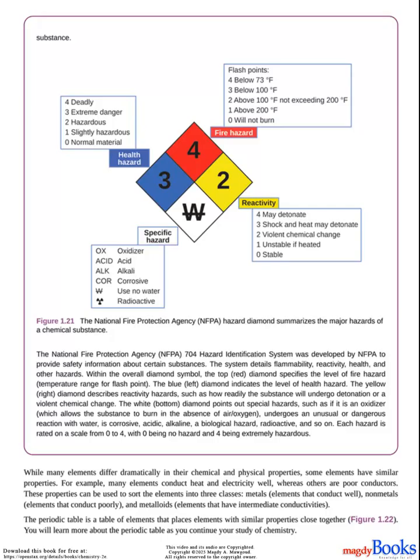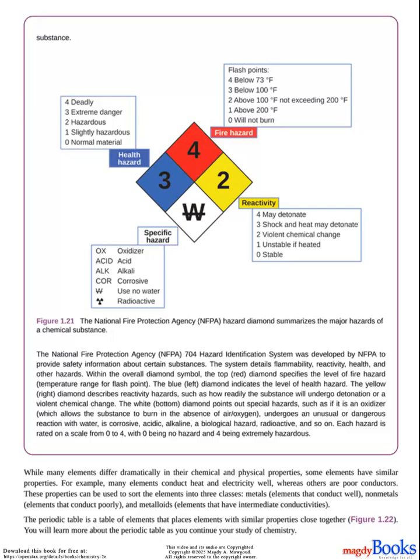D. Fire hazard. Flashpoints. 4, below 73 degrees Fahrenheit. 3, below 100 degrees Fahrenheit. 2, above 100 degrees Fahrenheit, not exceeding 200 degrees Fahrenheit. 1, above 200 degrees Fahrenheit. 0, will not burn. Figure 1.21.